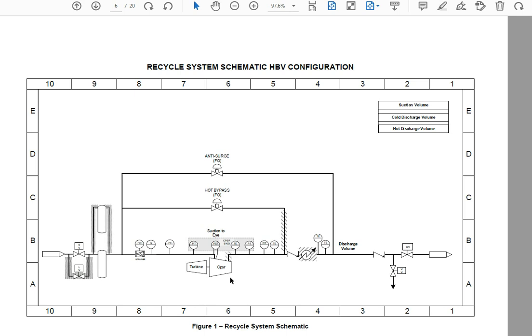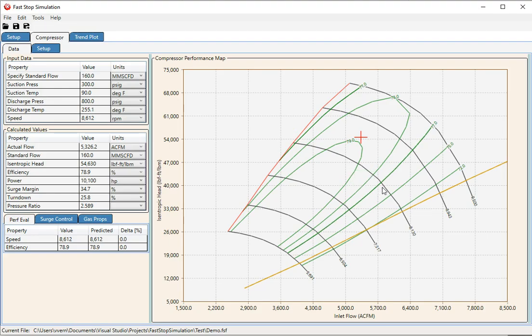Next piece of the puzzle is the performance map of the compressor, the head flow map. So you can make those predictions of flow given speed and head. So that's this map here. That's usually fairly easy to get from the OEM, and usually the customer is going to have a copy of that somewhere.